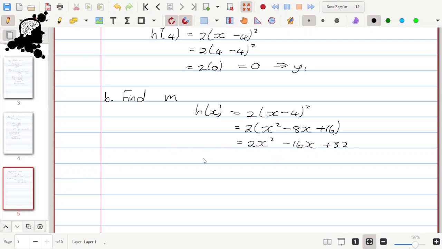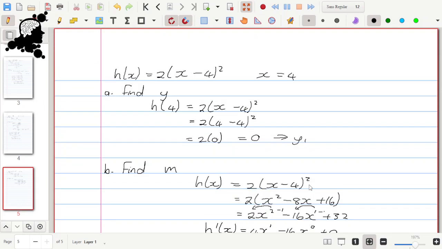Now, we need to find the derivative. So the derivative of h of x is equal to multiply exponent by coefficient. 2 times 2 gives us 4x. Subtract 1 from exponent, that's just exponent 1. We have a 1 here. Multiply exponent by coefficient, that's going to give us negative 16. Subtract 1 from exponent, this is x to the power 0. Derivative of a constant is 0, so there we are. Now we can proceed. This is 4x minus 16.